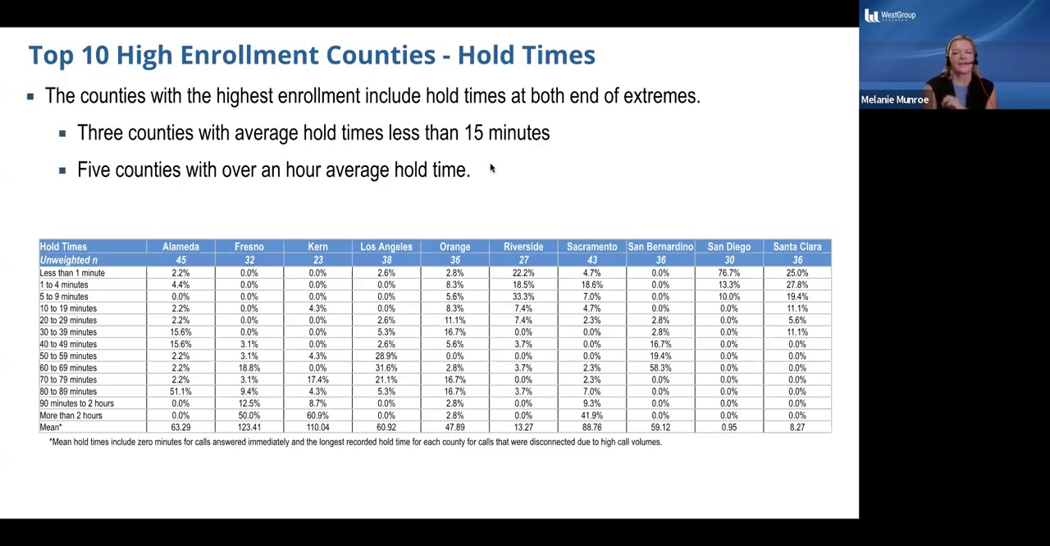In LA County and Orange County, we were never sent the high call volume disconnect message. And so you can see here, the average for LA County is about 60 minutes and for Orange County is 48 minutes. And for those averages, we held on hold for every single one of the calls that we made.